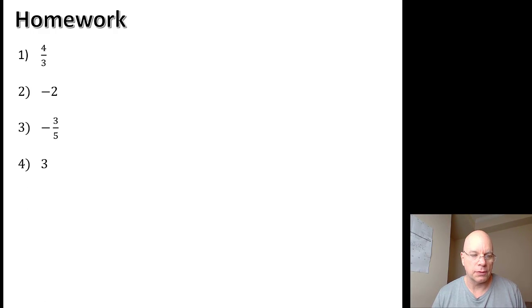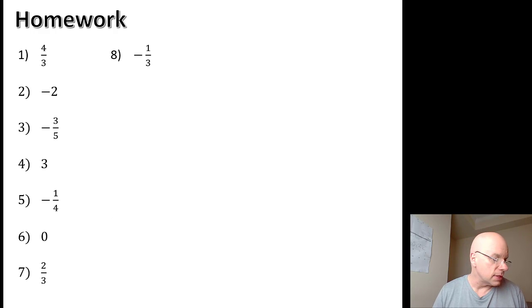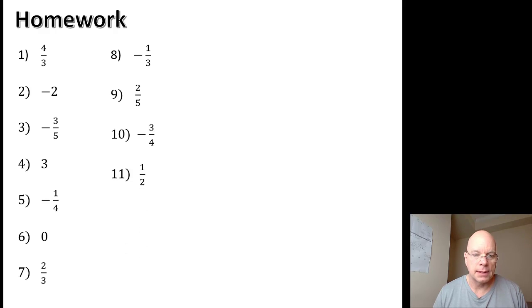4 is 3, or 3/1. 5 is -1/4. 6 is 0. Horizontal lines have a slope of 0. 7 is 2/3. 8 is -1/3. 9 is 2/5. 10 is -3/4. 11 is 1/2.